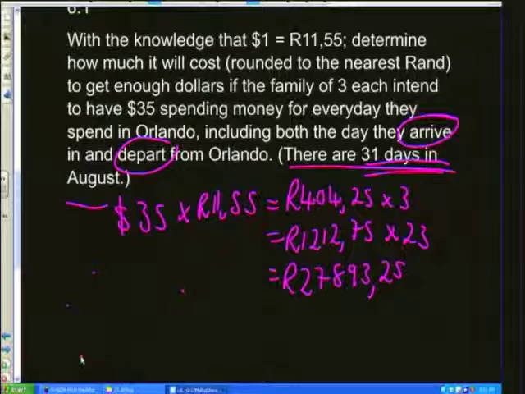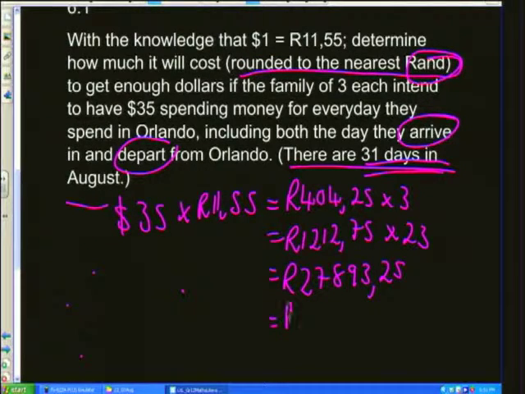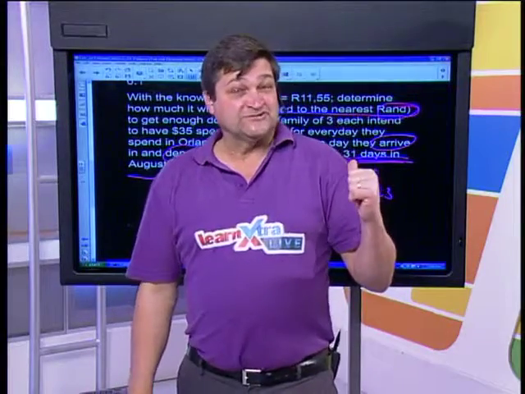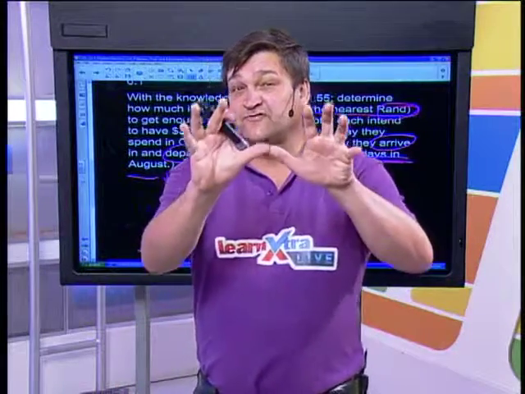The question says quite clearly, round it to the nearest rand. So that rounded off is going to give me 27,893 Rand. Sure, that's a lot of money. But what a great question. Now, let's move on and let's look at this whole concept of commission.